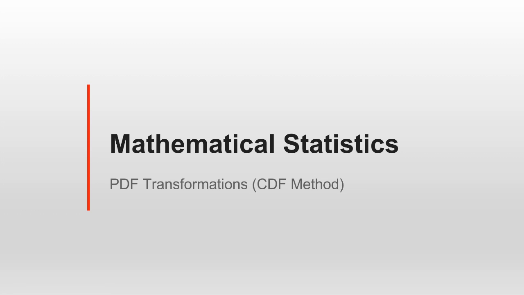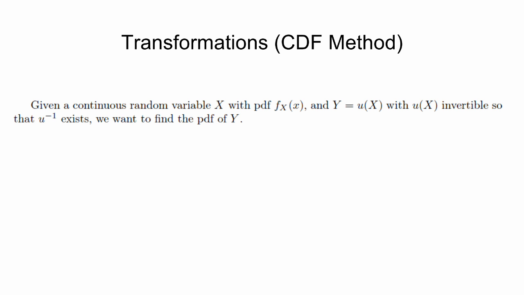Today we're going to be doing a little bit of mathematical statistics. We're going to cover doing PDF transformations using the CDF method. So, given a continuous random variable x with a PDF that we know called f sub x, and another random variable y, which is some function of x, where the function is invertible so that the inverse exists, we want to find the probability distribution function of y.